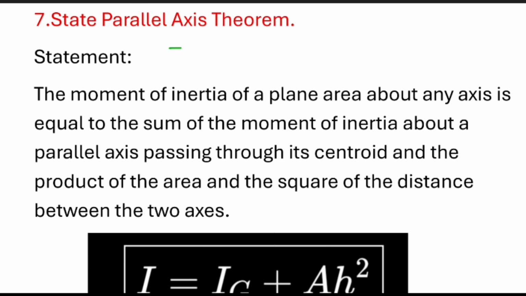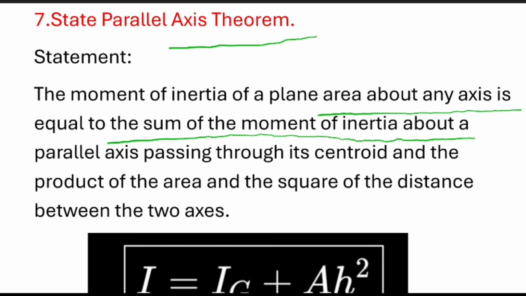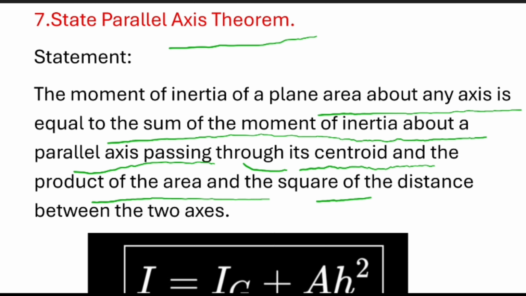Next is state the parallel axis theorem. Coming to the statement, the moment of inertia of a plane area about any axis is equal to the sum of the moment of inertia about the parallel axis passing through the centroid and the product of the area and the square of the distance between the two axes.